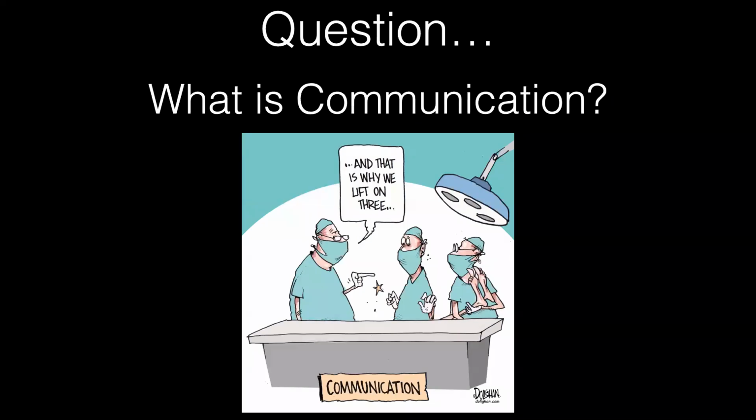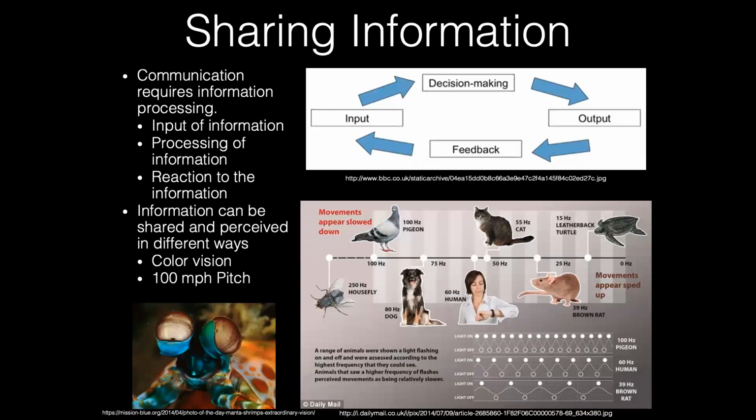So question. What is communication? And I like this one. And that is why we lift on 3, because it's critical. It's important. If we don't communicate the right message, some pretty bad things can happen. And so by communication, what I basically mean is it's information processing. It's the sharing of information. It's an input of information, a processing of information, and then a reaction to that information.